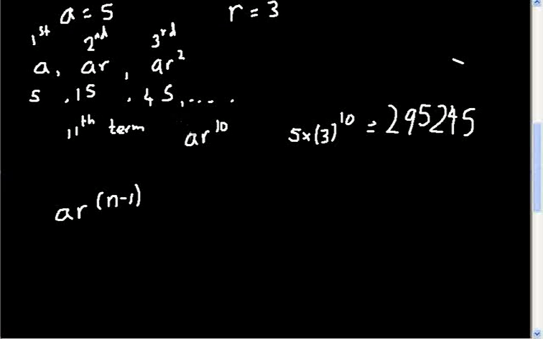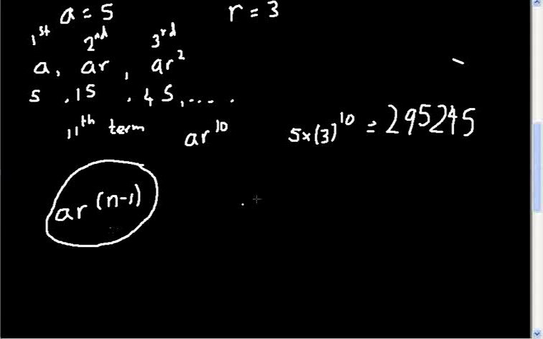So that's why you do n minus 1, and that's the power to which you raise the common ratio, and you obviously multiply it by the first term. So that's the generic equation to figure out a certain term of a geometric sequence.